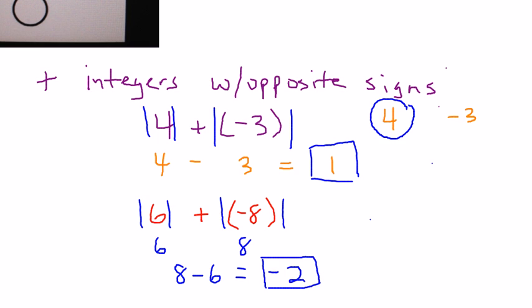Okay, let's try another one. Let's start with a negative this time. Negative 9 plus a positive 6. The absolute value of negative 9 is 9. The absolute value of 6 is just 6. And when I subtract them, 9 minus 6 is 3. And because negative 9 has a greater absolute value than positive 6, our final answer will be negative.